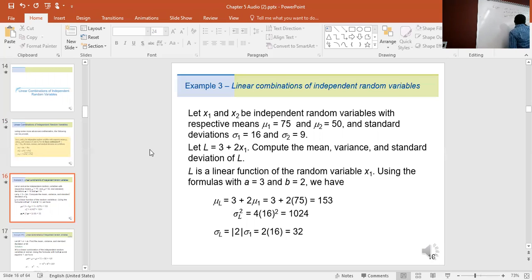Standard deviation. So we want to observe here that we have two random variables x and y combined with A and B. We call it a linear combination of x and y.